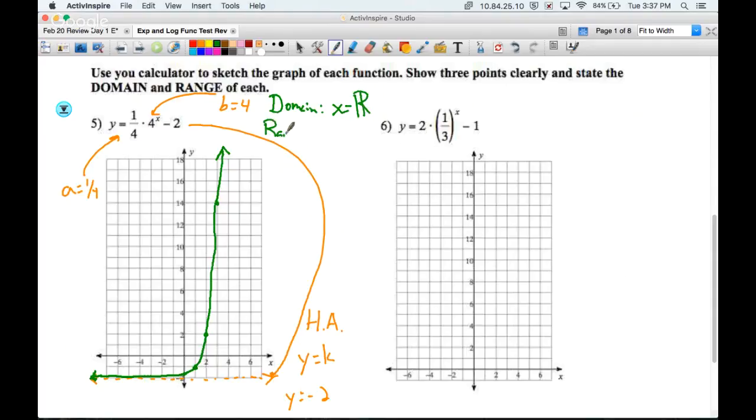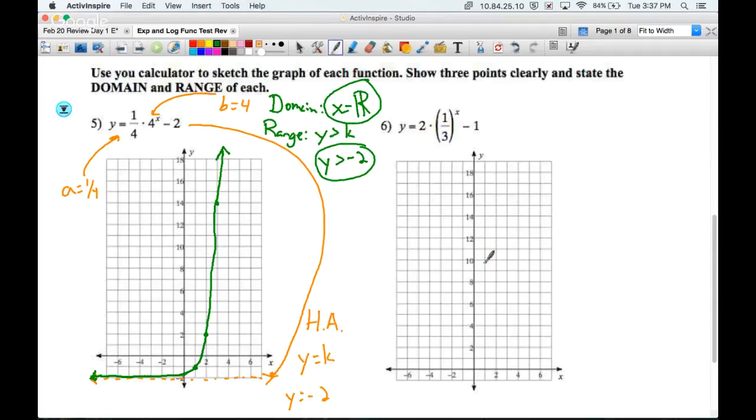For range, there is a limit that we hit in terms of our y values. This arrow goes up to infinity, but the left-hand side of this arrow never crosses our horizontal asymptote. It never even reaches the horizontal asymptote. So there's a whole region of y values that this graph will never reach. And those are everything to -2 and below. So our range is always going to be y is greater than our k value. And in this case, it's y is greater than -2. So that's our range. And that's our domain.